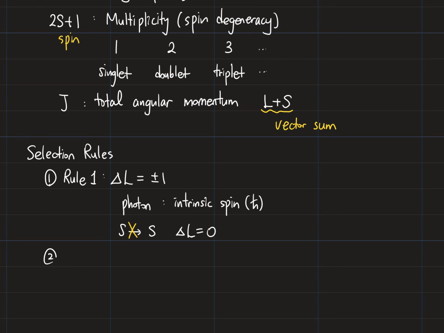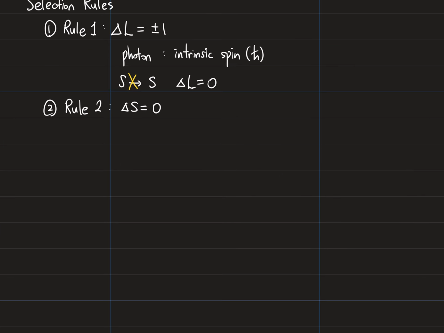Okay, and the second rule is that delta S should remain the same. The spin state does not change during an ordinary electric dipole transition. So if you start as a singlet, then you end up as a singlet. So spin flip is not possible.